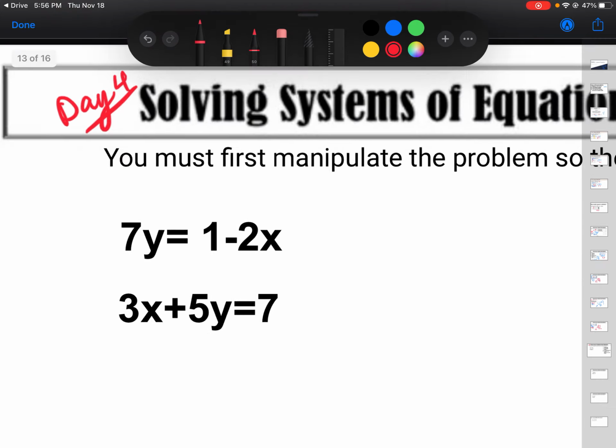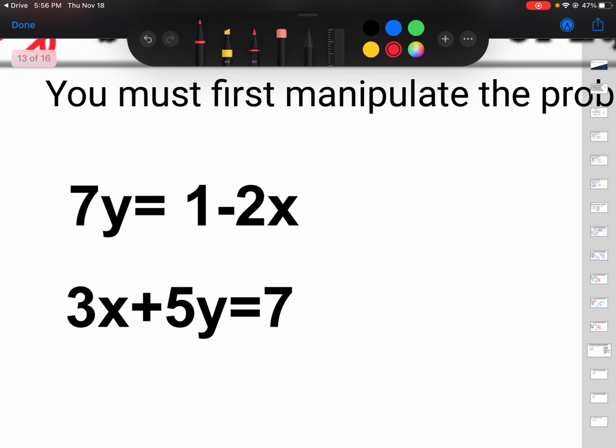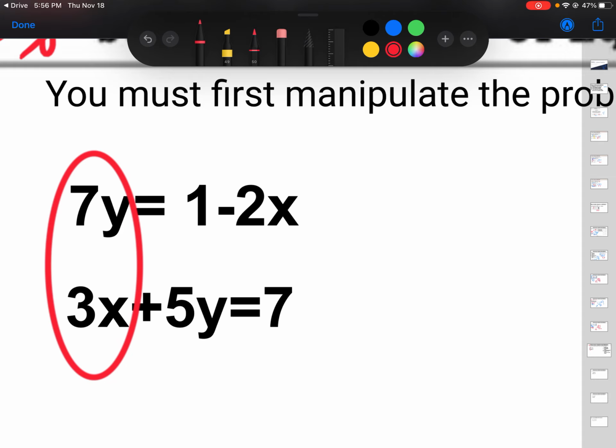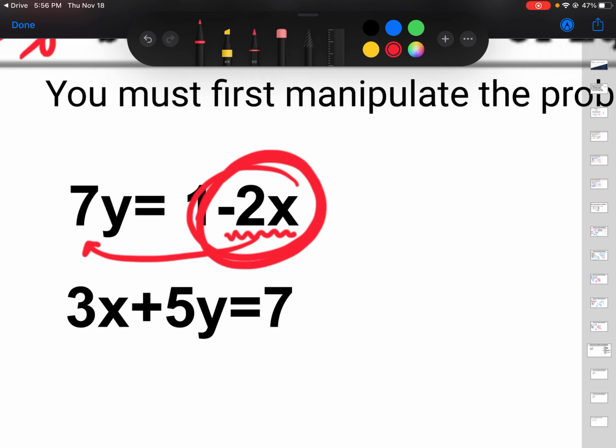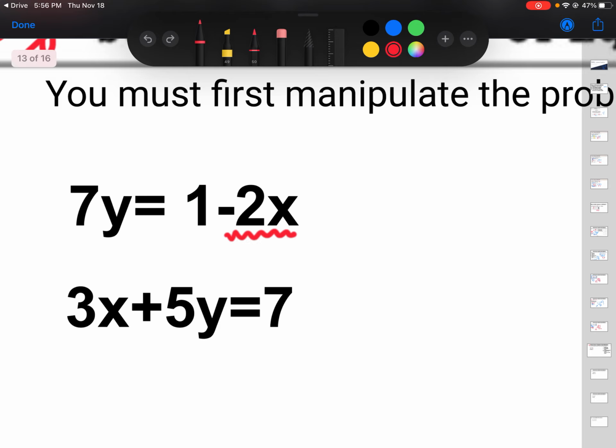So, my goal to be able to use elimination is to first make sure that I have like terms stacked on top of each other. I do not. I need to work to get this negative 2x over to the left side. How do I do that? Well, if I move the whole term, it's negative, so I will go ahead and add 2x to both sides.